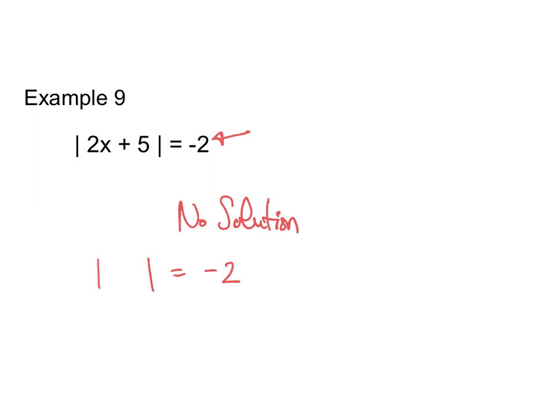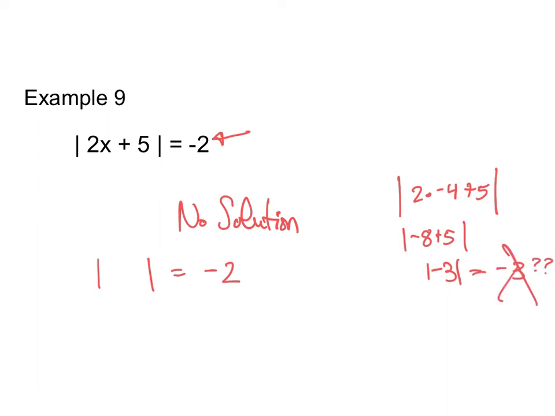Because can I take 2 times negative 4 plus 5? If we put it in there, this is negative 8 plus 5, and negative 8 plus 5 is negative 3, okay? If I took the absolute value of negative 3, is that going to be negative 3? No, it can never be a negative 3. It always has to be positive.